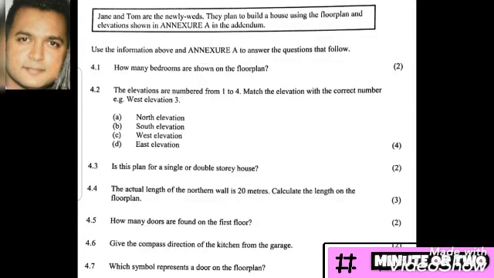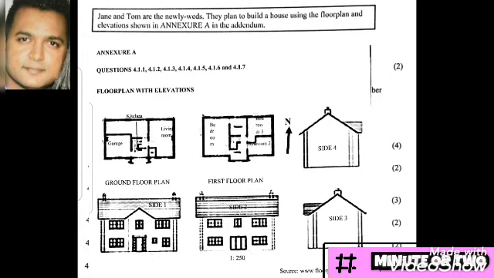4.6. Give the compass direction of the kitchen from the garage. Now notice, compass direction means that we have to take note of the north direction shown on the annexure page. Now using this as our reference, the north faces up. And remember, there's something we must look at on the floor plan for the ground floor, that the kitchen, although written on the top, there is an arrow that indicates that the kitchen is towards the bottom.